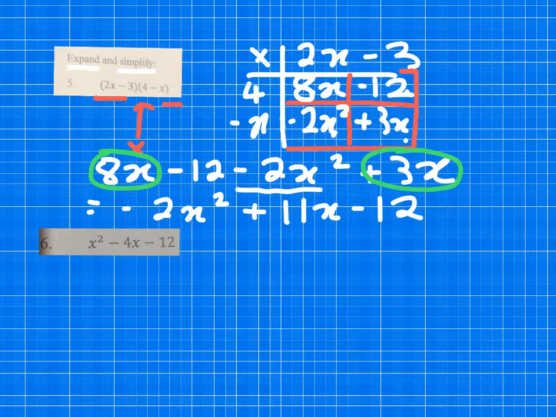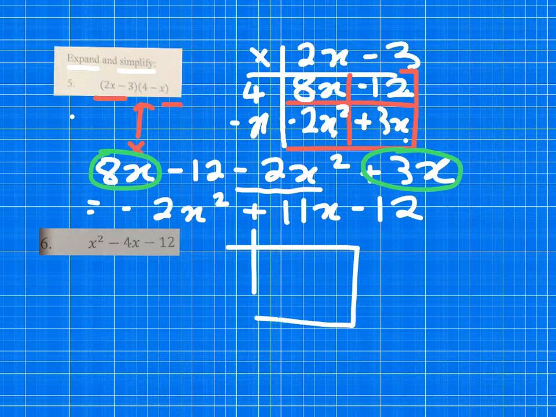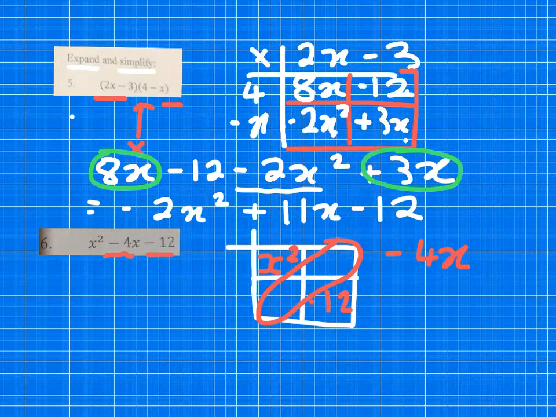In this question, we're asked to factorise this quadratic expression. So what we're going to do is go the other way. It's telling us that if we had a rectangle, then we will know what the middle of the rectangle is. In the middle of the rectangle, we'll have an x squared term. We will also have a minus 12 term. And the other two terms here will add up to make minus 4x.